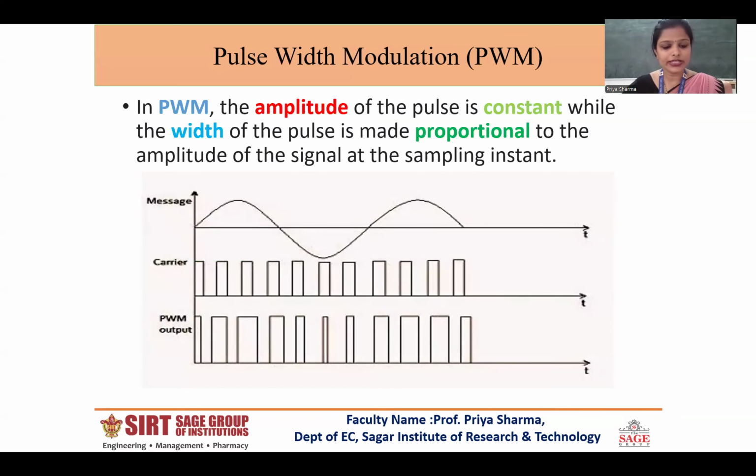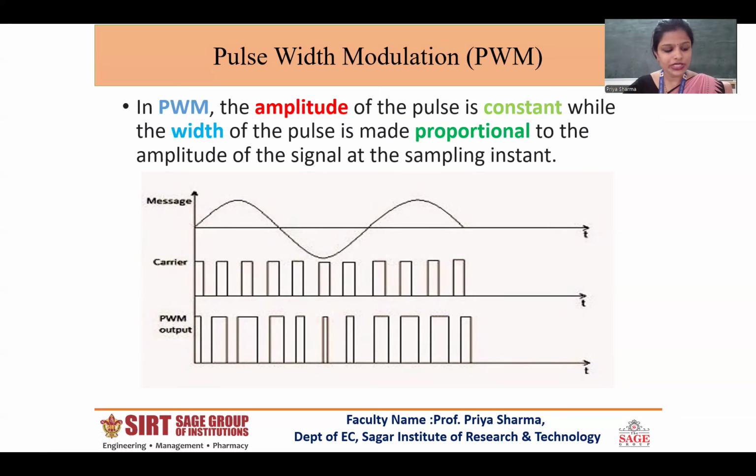When the width of a rectangular pulse in a relatively higher frequency carrier signal comprising discrete pulses is varied in accordance with the amplitude of the analog modulating signal, it is known as pulse width modulation. The amplitude of the pulse is constant while the width of the pulse is made proportional to the amplitude of the signal at the sampling instant.